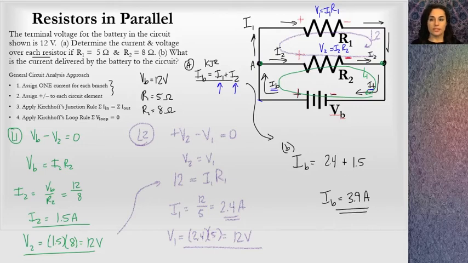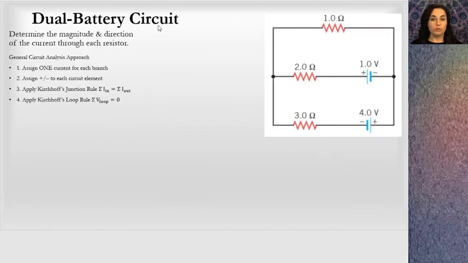Let's do another example. I've picked a dual battery circuit. Notice there are 2 batteries and they're in 2 separate branches. And I said that's okay to happen. Batteries can be there. It says determine the magnitude and direction of the current through each resistor. Okay, so there's no current assigned in this circuit.